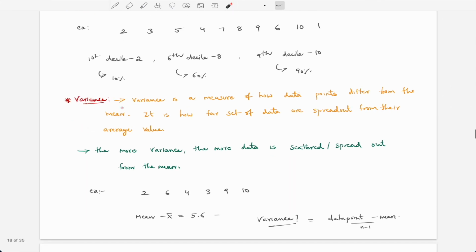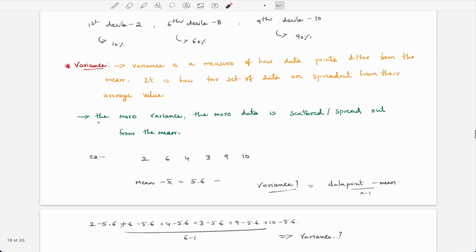In brief, the variance is just a measure of how much the data points differ from the mean. So the mean is the middle, right? If we have a data set here, and this is the mean, and these are the data points, the variance tells how much these data points differ from the mean. If we have 1 meter here, and this has 2 meters, and this has 3 meters, this is how far the data are from the mean, which is the average value. So this is how far the set of data is spread out from the average value. The more variance, the more the data is scattered and spread out from the mean.